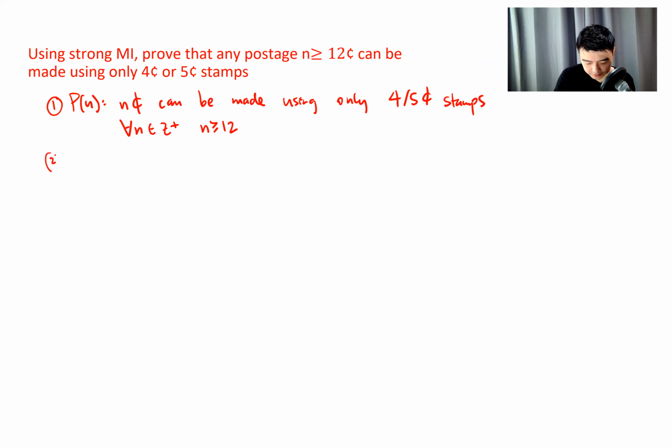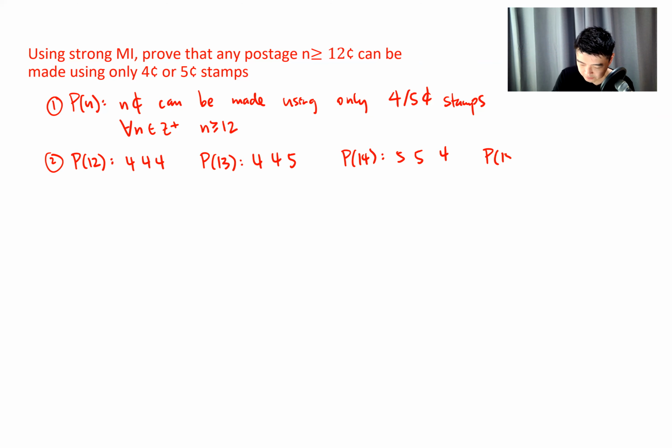Okay, so number two, I'm going to start with my basis. Now, again, this is a strong mathematical induction proof, so we're going to have to go a little bit further than just the first case. But is the first case true? The answer is yes. We can do 4, 4, and 4. All right, so if I do 3 fours, that makes 12. Okay, what about 13? Can I make 13? P of 13. And yes, we can, because earlier I said we can do 4, 4, and 5. What about 14? Well, 14, I can do 5, 5, and 4. So 5 and 5 make 10, and then 4 makes 14. Let's do one more here. P of 15 can also be made by doing 5, 5, and 5.